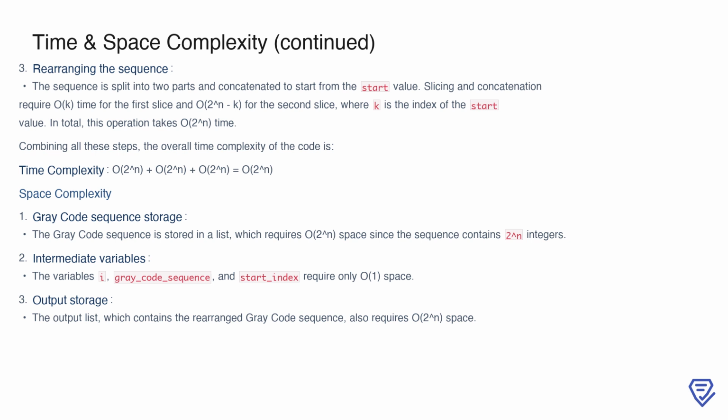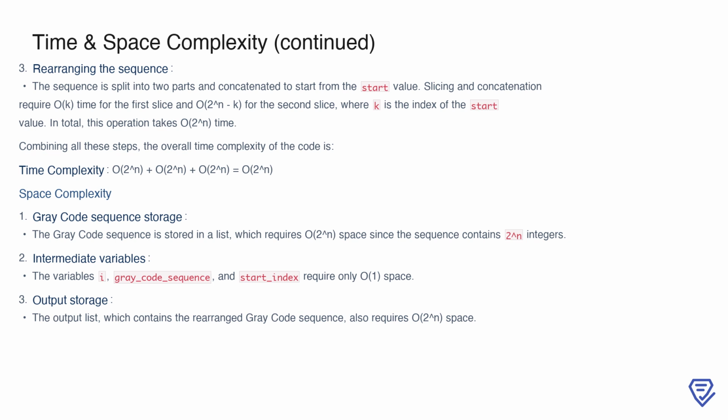This is achieved by slicing the sequence into 2 parts and concatenating them. The slicing operation for the first part takes k time, where k is the index of the start value, and slicing the second part takes 2^n - k time. Concatenating these slices has a total complexity of 2 to the power of n. When combining the time complexities of all 3 steps, generating the gray code sequence, finding the start index, and rearranging the sequence, the overall time complexity of the code becomes 2^n plus 2^n plus 2^n, which simplifies to 2^n.